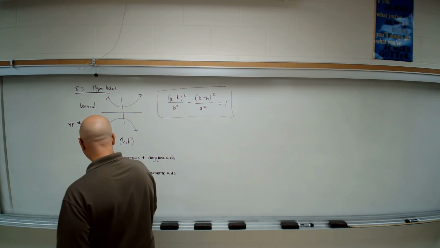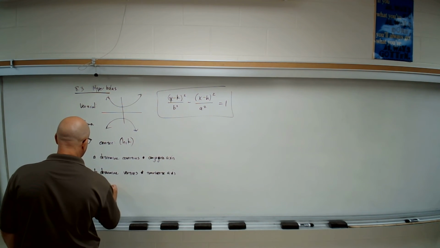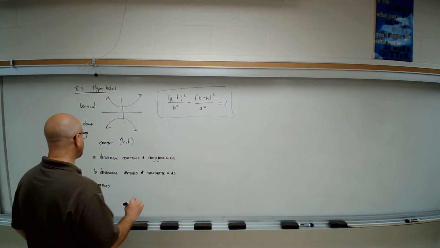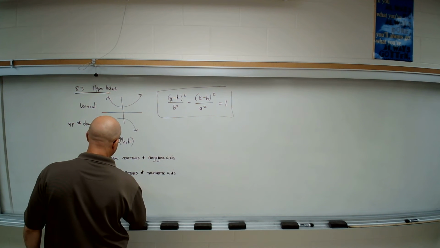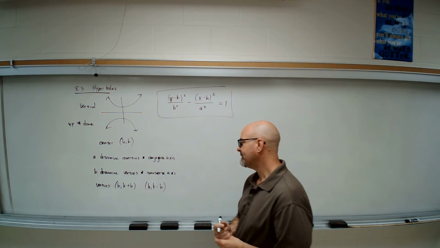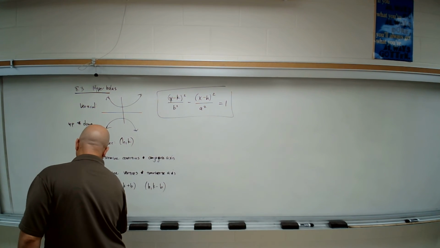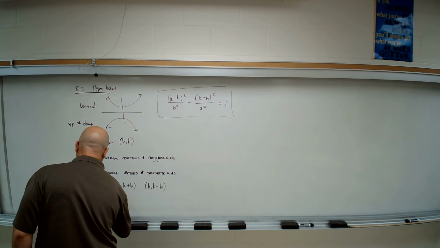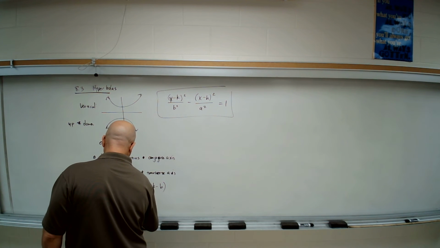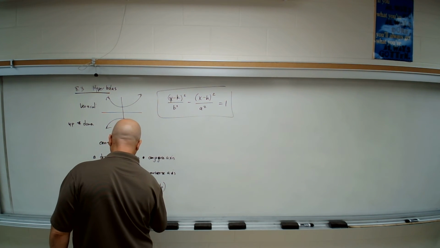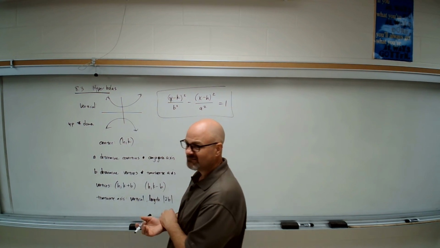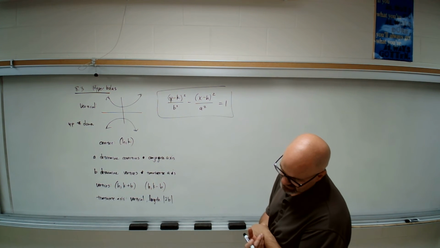Remember, a transverse axis goes from vertex to vertex, so it'll be up and down here. So in this case, our vertices, we're going to start at our center. We'll go up b units, we'll go down b units. So it's going to be h, k plus b, and then h, k minus b. The transverse axis will be vertical, and its length will be 2b. Right? Whatever b was, it'll be twice that.